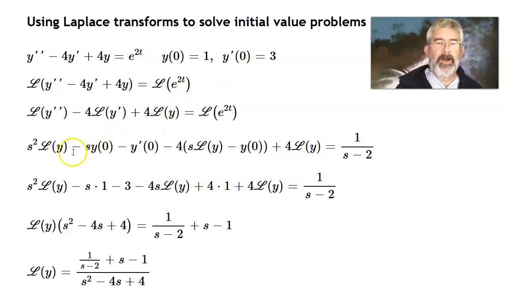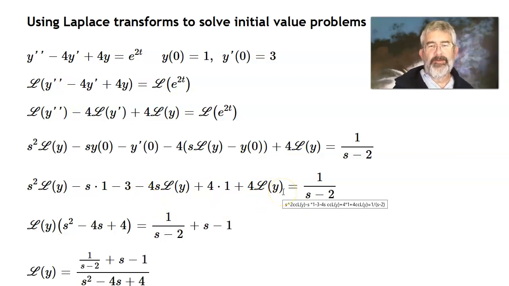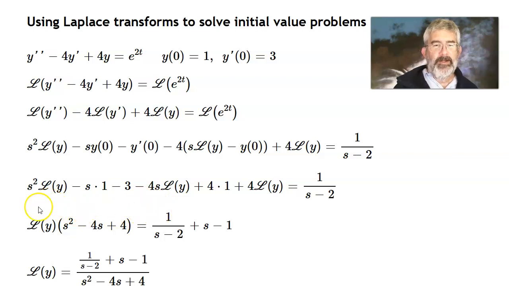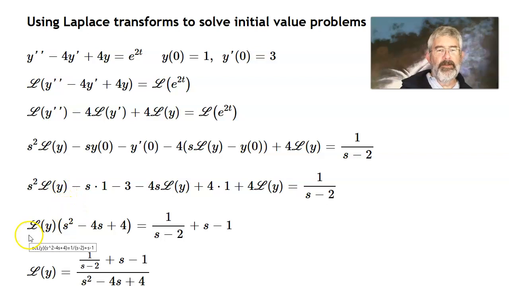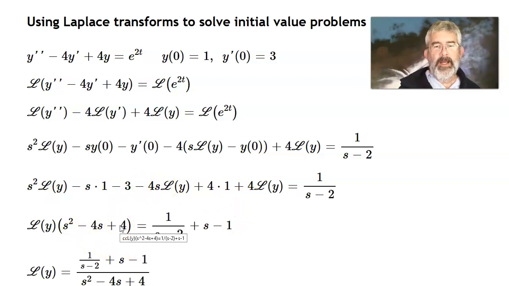So I've got this equation, and I'm down to here at this point. I'm going to solve for the Laplace transform of y. The terms that have the Laplace transform of y, I'm gathering them up and factoring out the Laplace transform of y. So I see an s squared, a minus 4s, and a 4. So there's all those terms. Everything that doesn't have a Laplace transform of y, I'm moving over to the other side. So this negative s goes over as a plus s.